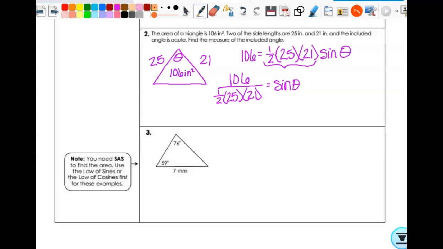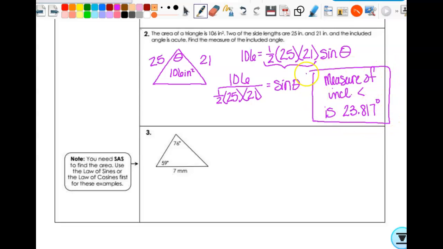So what do I do to find theta? Inverse. Okay, so find the sine inverse of that. And we can say that the measure of the included angle is, you get 23 something. 23 what? 23.817. Very good. And that is degrees, because that's an angle. Any questions?